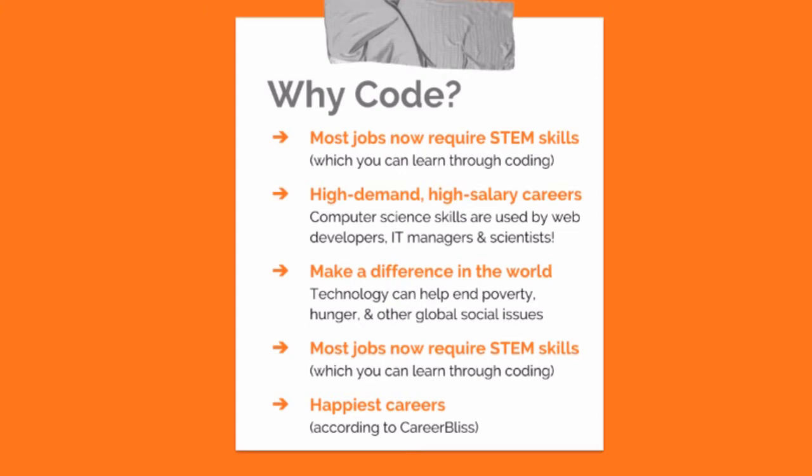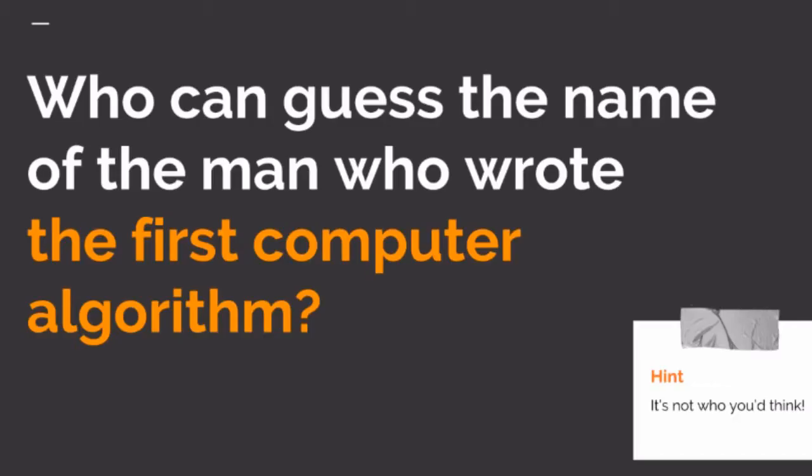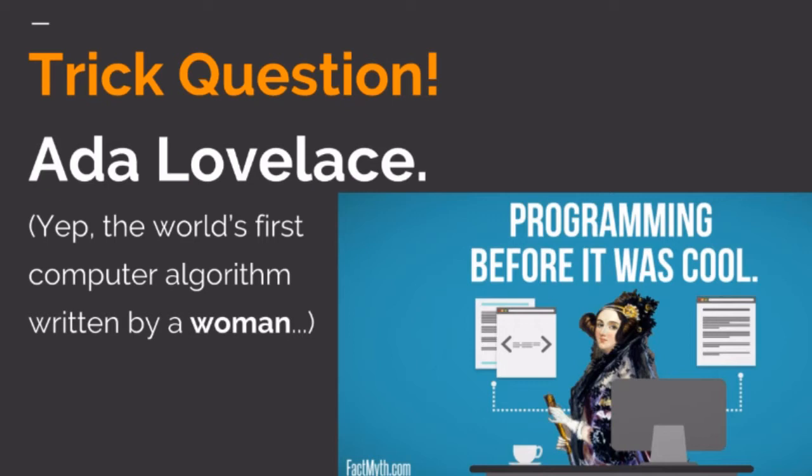So, before we begin, I've got a question for you. Who can guess the name of the man who invented the first computer algorithm? Any guesses? I'll give you a hint. It's not who you are probably thinking of. Okay, that was a trick question. It's actually Ada Lovelace, the daughter of Lord Byron. That's right, the world's first computer algorithm was written by a woman.